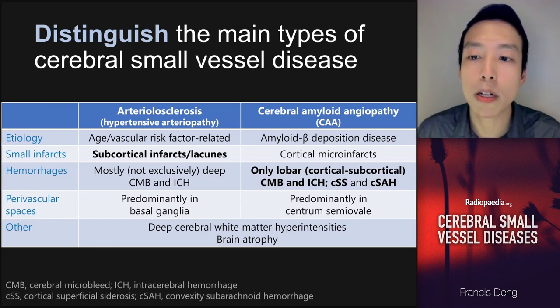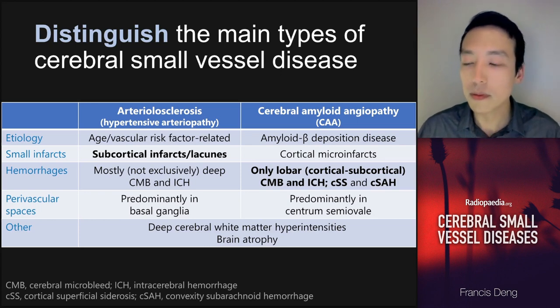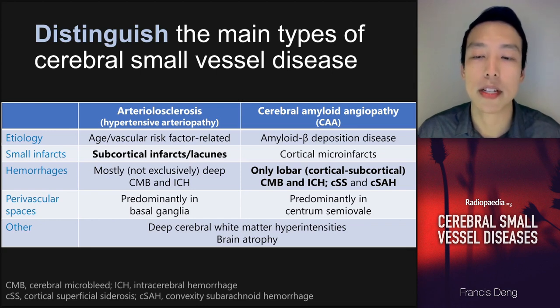What is a more important feature in CAA to understand, though, are the hemorrhagic features. And these consist of only lobar, meaning cortical or subcortical region, cerebral microbleeds, or intracerebral hemorrhages. In addition, you get cortical superficial siderosis or convexity subarachnoid hemorrhage in CAA. You can also see dilated perivascular spaces, and these are predominantly in the centrum semiovale.